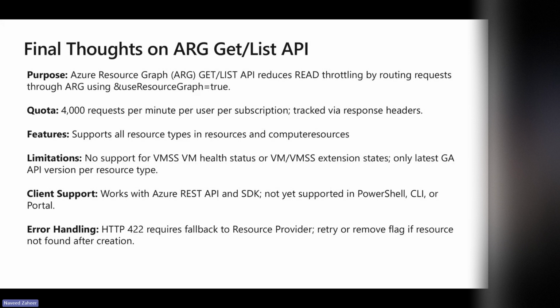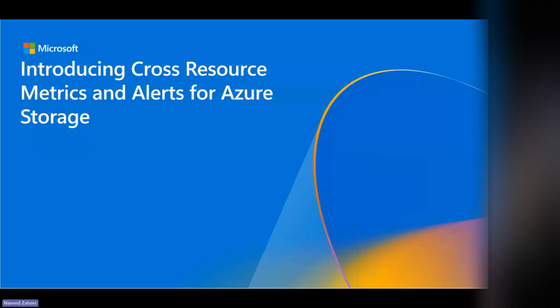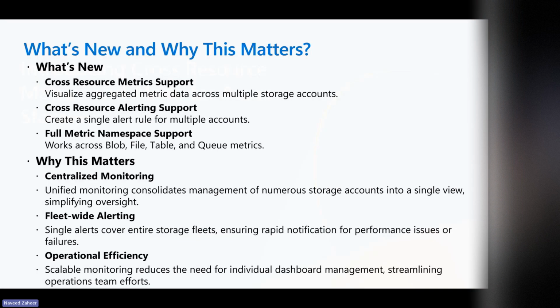Okay, so that's pretty much it on the Azure Resource Graph Get List API. I think this is a very important feature as your customers take advantage of Azure Resource Graph without hitting or trying to avoid these quota limits. Okay, now we come to the second feature that I want to discuss, which is cross resource metrics and alerts for Azure Storage. So what is that all about?